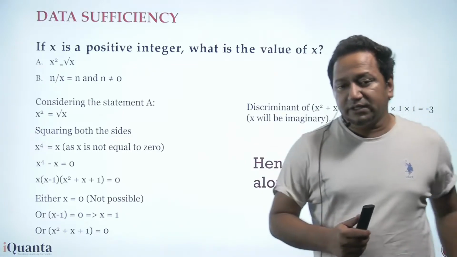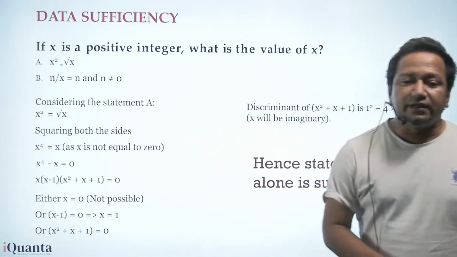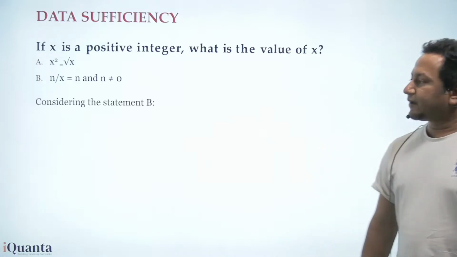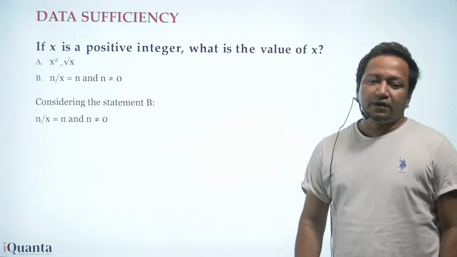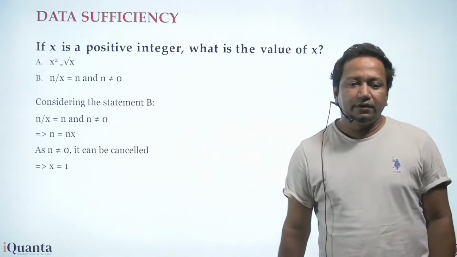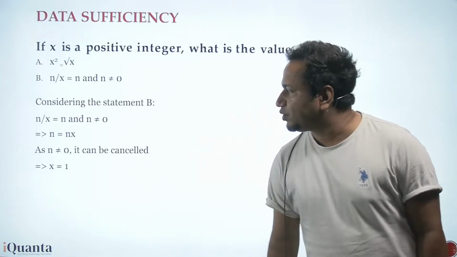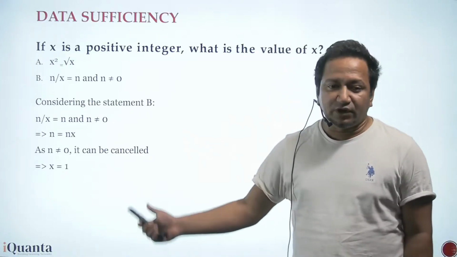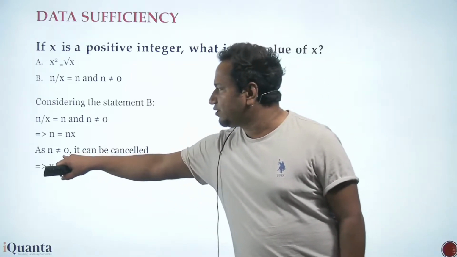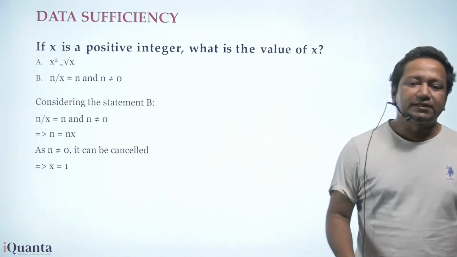Now, we cannot answer the question till the time we have looked at statement B as well, which we'll be doing in the further slide. Consider statement B, which says n by x equal to n and n is not equal to 0. Simply, we can just multiply both the sides by x, and this is what we get. n is equal to nx, and as n is not equal to 0, as given in the statement itself, it can be cancelled, which means x is equal to 1.